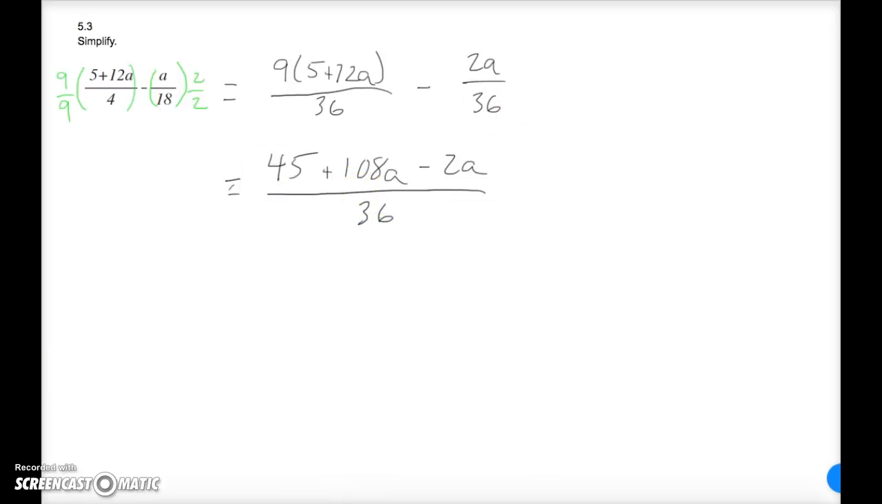I can combine my like terms. I have 108a minus 2a. That's going to leave me with 45 plus 106a over 36. And we are finished.